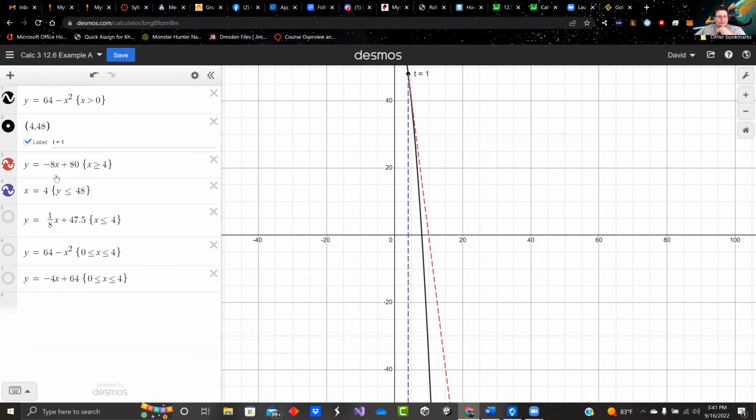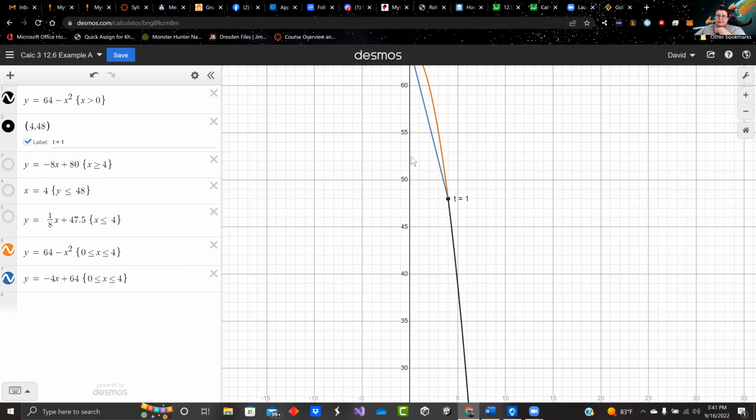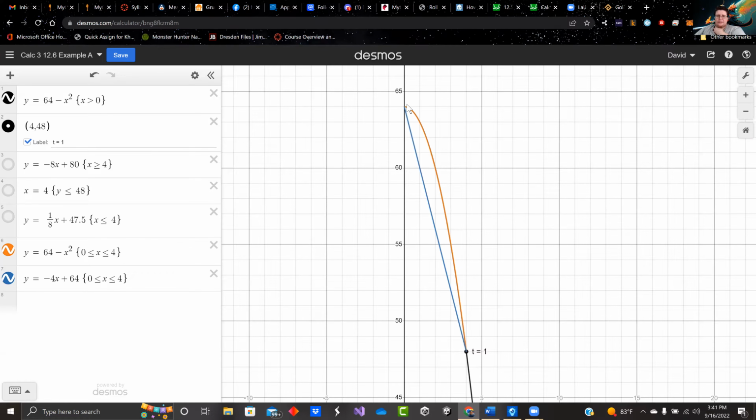Let's take a look at it over here. That is the arc length following 64 minus x squared, and that is the displacement vector. So we can see the distance along it is a little bit longer than the displacement, not much. And we can see that in our values. We had roughly 16.5 for displacement and 16.8 for distance.